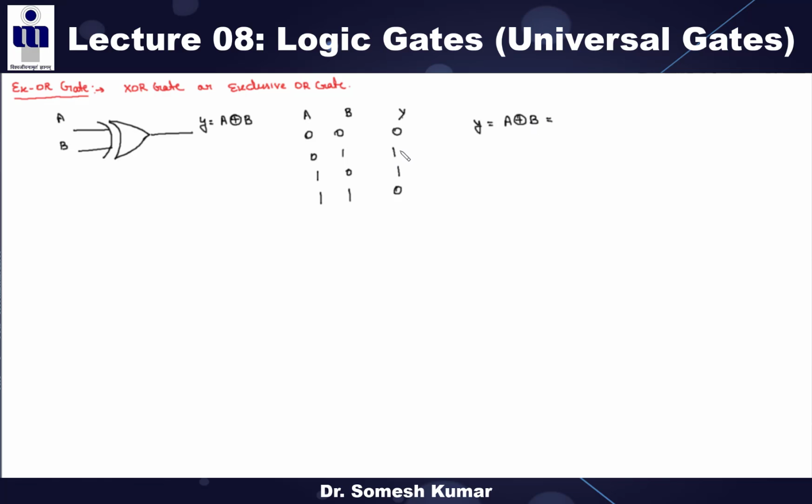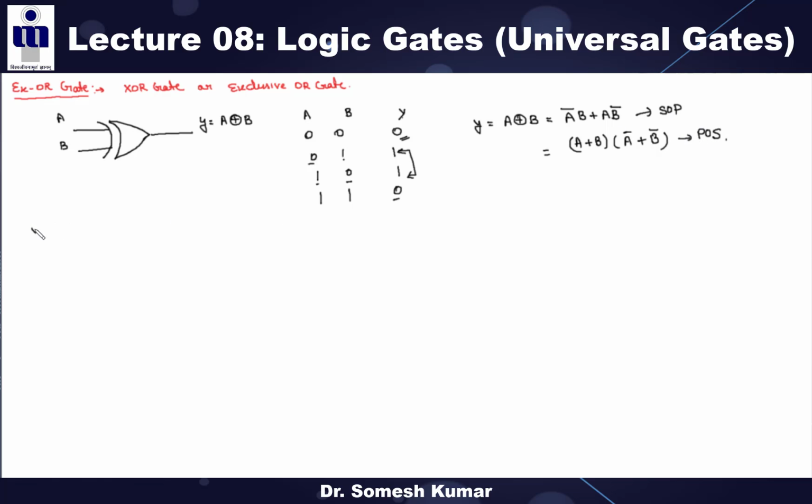Now from here, these ones mean your SOP form, right? We can write the SOP form of this XOR gate, that is A bar B plus A B bar, right? And what is the POS form of this XOR gate? The POS form is this one, right? And the POS form is A plus B dot A bar plus B bar, right? This is the POS form of your XOR gate.